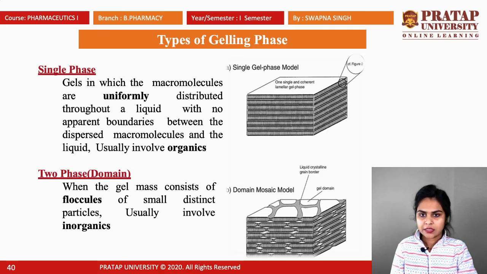So two phases are there, single phase and double phase, or you can say domain. In single phase, gels in which the macromolecules are uniformly distributed throughout a liquid with no apparent boundaries between dispersed macromolecule and the liquid, and the liquid usually involves organics. The first image is of a single phase, and the second image is for the domain mosaic model, where the gel mass consists of floccules of small distinct particles, so usually it involves inorganics. So this is the difference between single phase and domain phase. Single phase involves organics and domain phase involves inorganics.